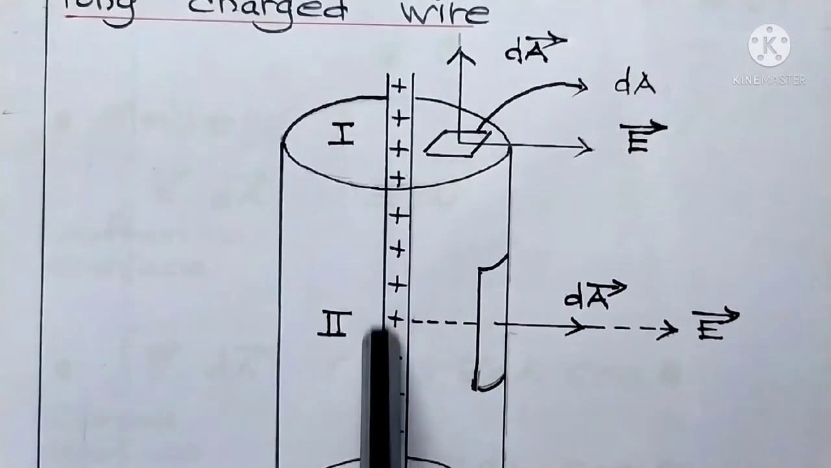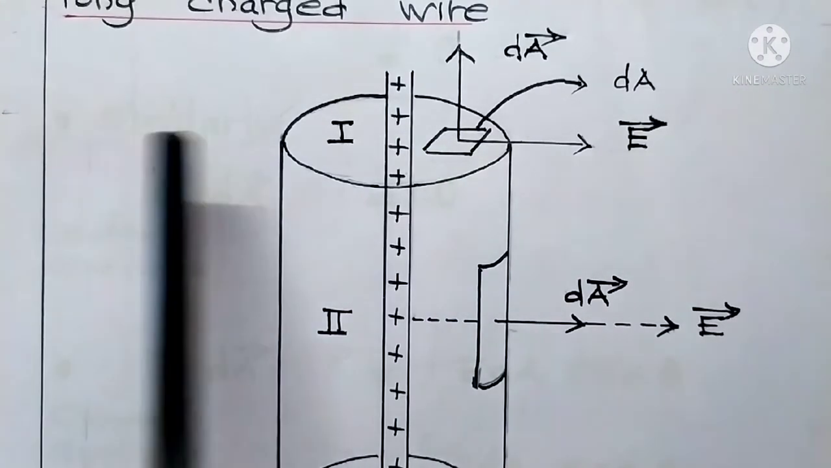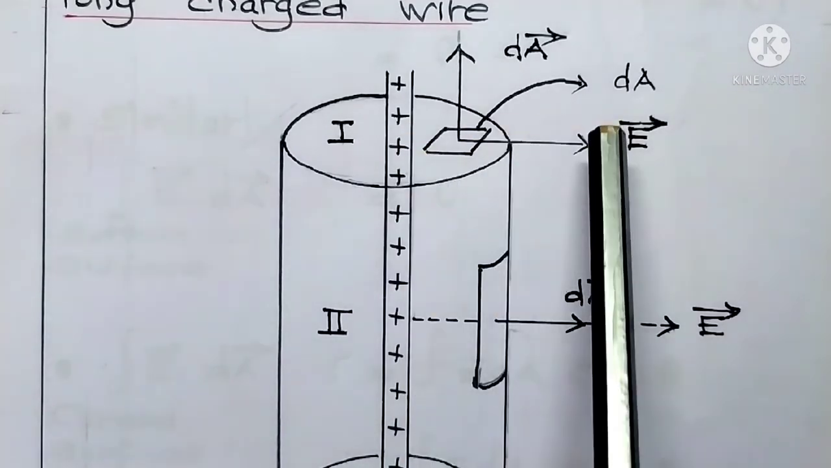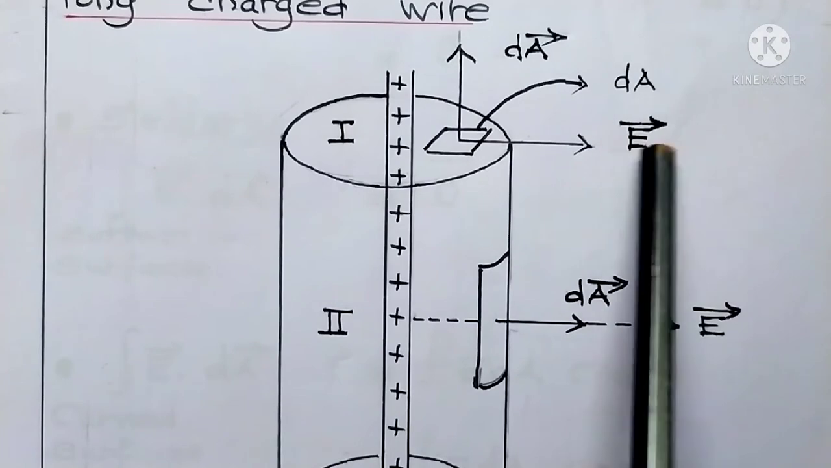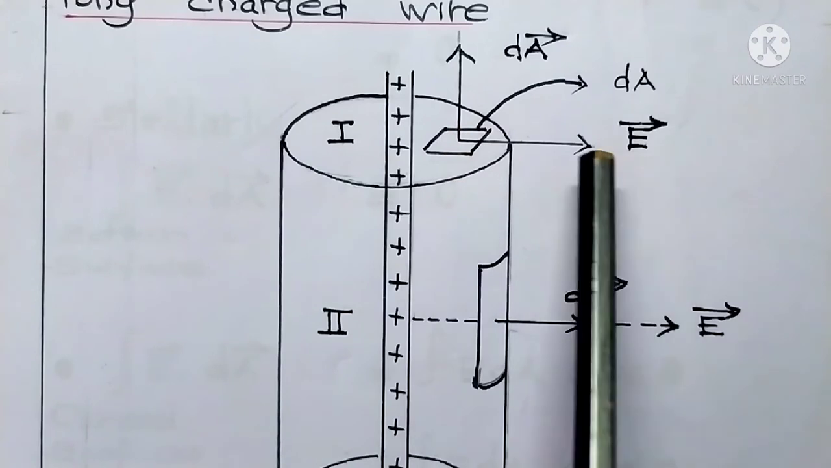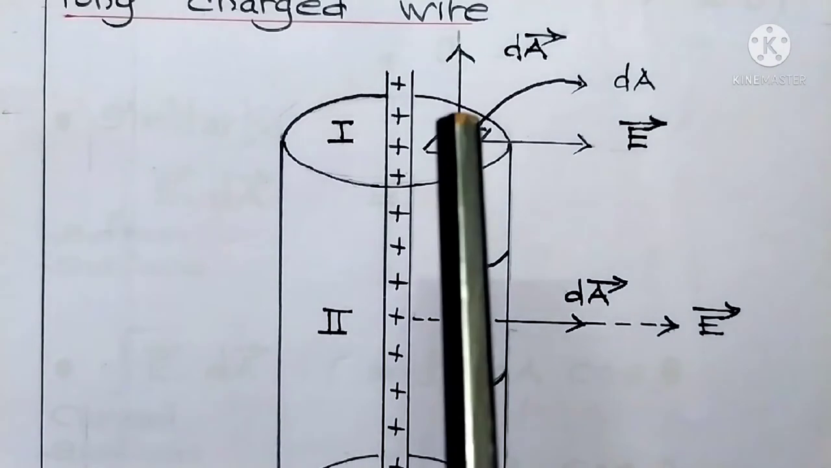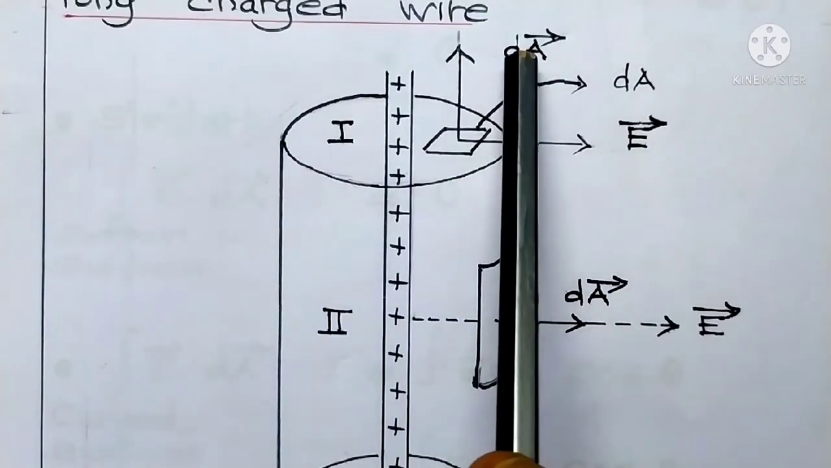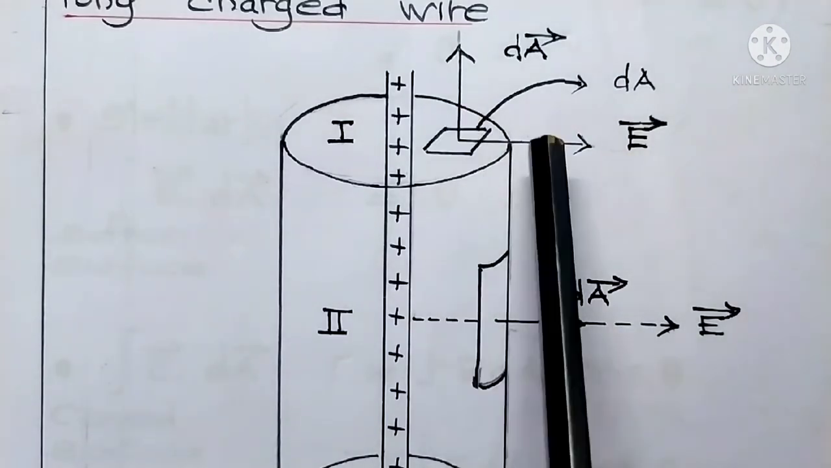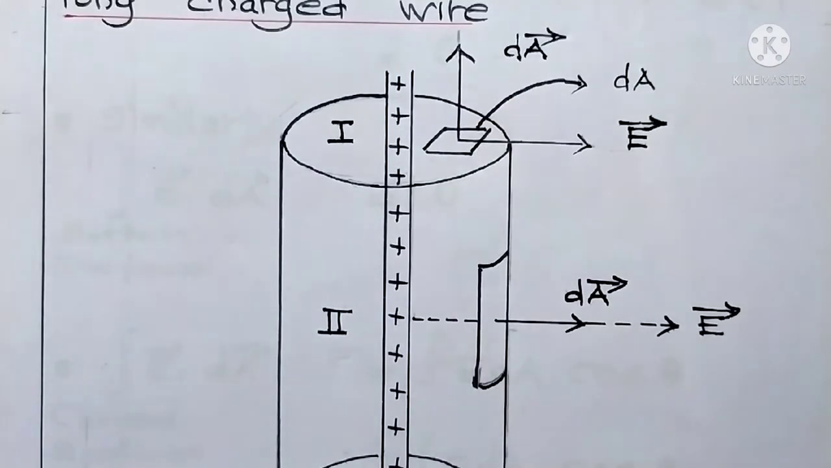and due to this charged wire, the electric field originates in all the directions around it. So let us take the direction of the electric field in this direction as E vector. So this E vector is due to this charged wire. I have drawn it from this surface, and this is the areal vector for this surface. Now in this case, both the areal vector dA vector and the electric field E vector are perpendicular to each other. So the angle between them is nothing but 90 degrees.